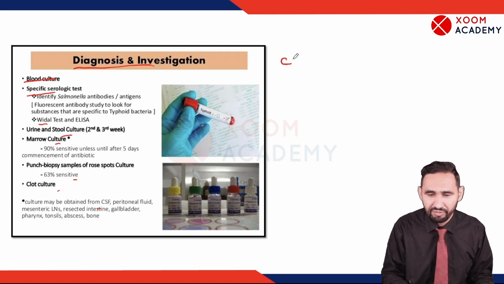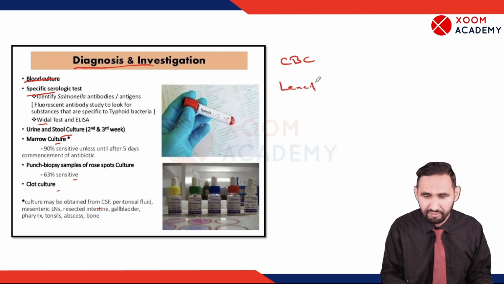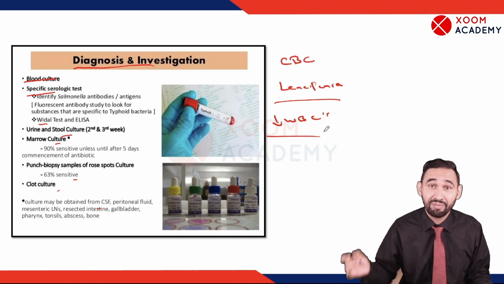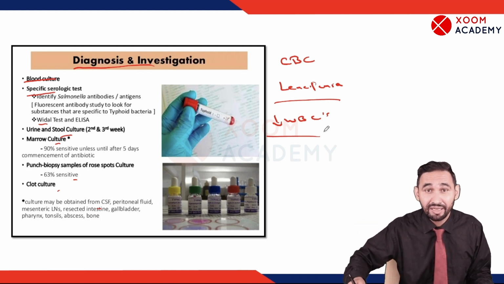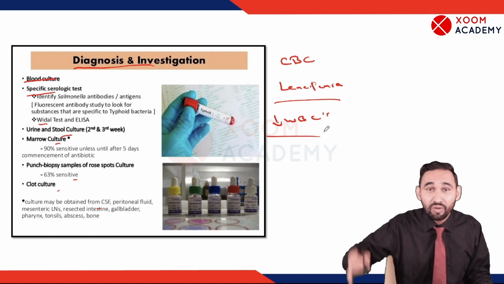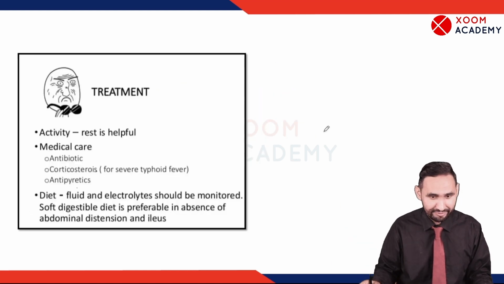CBC should be performed. There is leukopenia in case of typhoid. What is meant by leukopenia? There are low WBCs. Our WBC count is reduced in case of typhoid. We can diagnose typhoid fever by leukopenia and by relative bradycardia. These are the diagnostic signs of typhoid fever. We can perform blood culture, which is the gold standard.